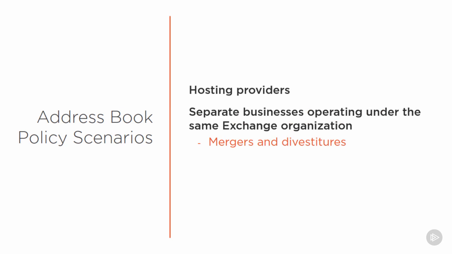And a good example is when mergers and divestitures are occurring. You can use address book policies to separate the organizations before any actual migration to a completely different forest and Exchange organization has actually occurred. And another common usage of address book policies is schools and educational institutions, to prevent students and teachers from seeing other students and teachers that they're not directly responsible for or directly being taught by.